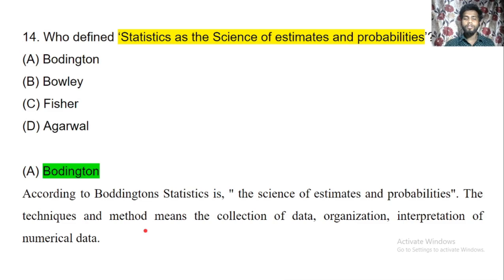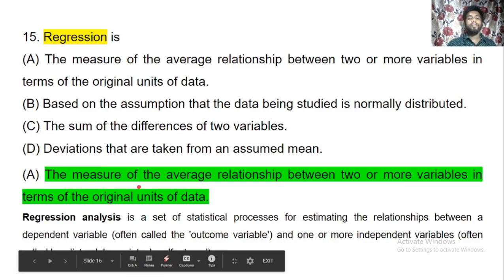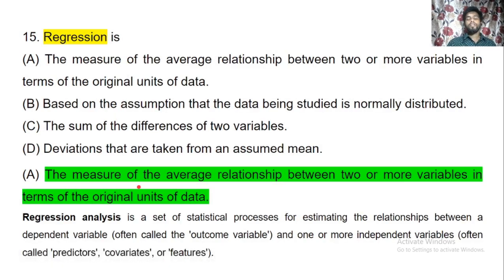Now next question, regression is the measure of average relationship between two or more variables in terms of the original unit of data. Now regression analysis is a set of statistical processes for estimating the relationship between a dependent variable, often called the outcome variable, and one or more independent variables, often called predictors, covariates or features. So regression is the measure of average relation between two or more variables in terms of the original unit of data.